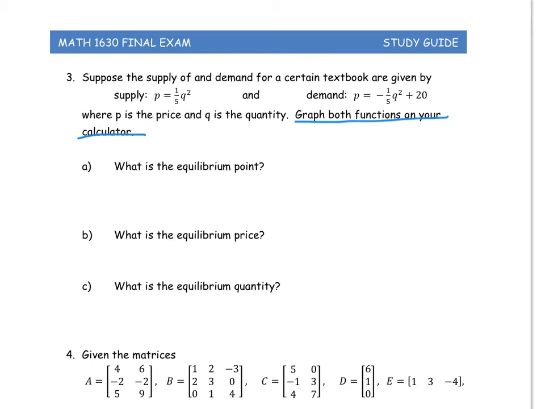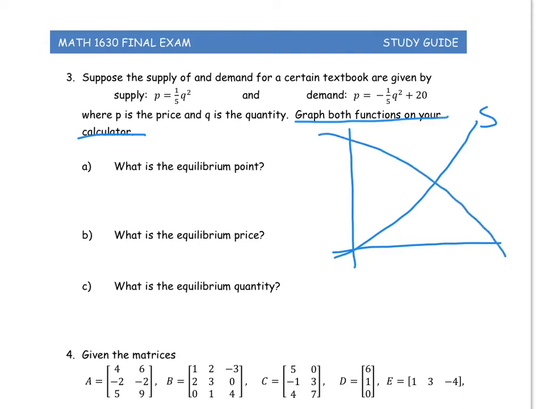So even though we could graph the function on the calculator, we can find this algebraically as well. On the key, the graph looks something like this. And this would be your supply function. And this would be your demand function.